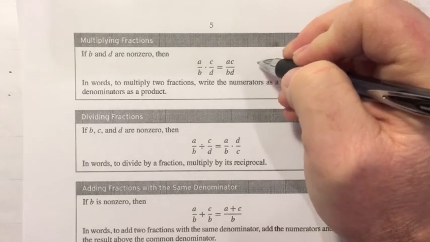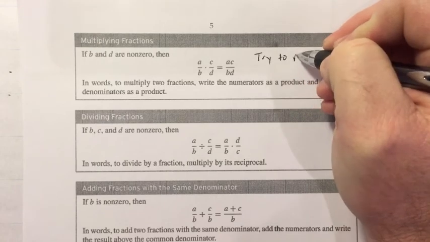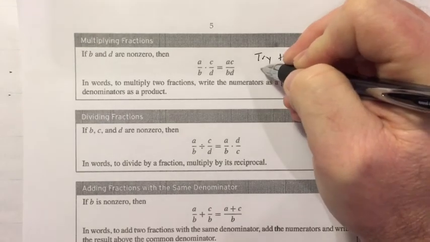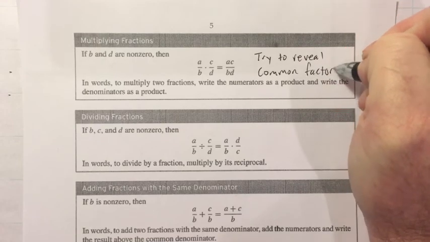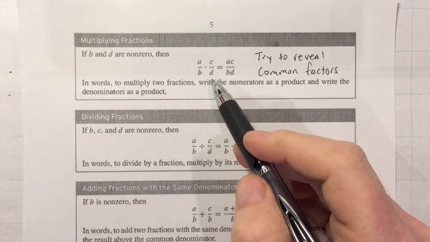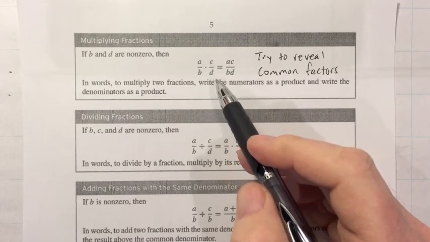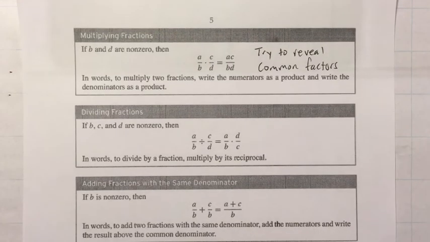And the other note I would add here is try to reveal common factors when you do that. So as you're getting ready to go from this step to this step, be looking at the numerators and denominators and think about, is there any common factor I can cancel? And if so, try and reveal that so people can see clearly where your canceling is coming from.